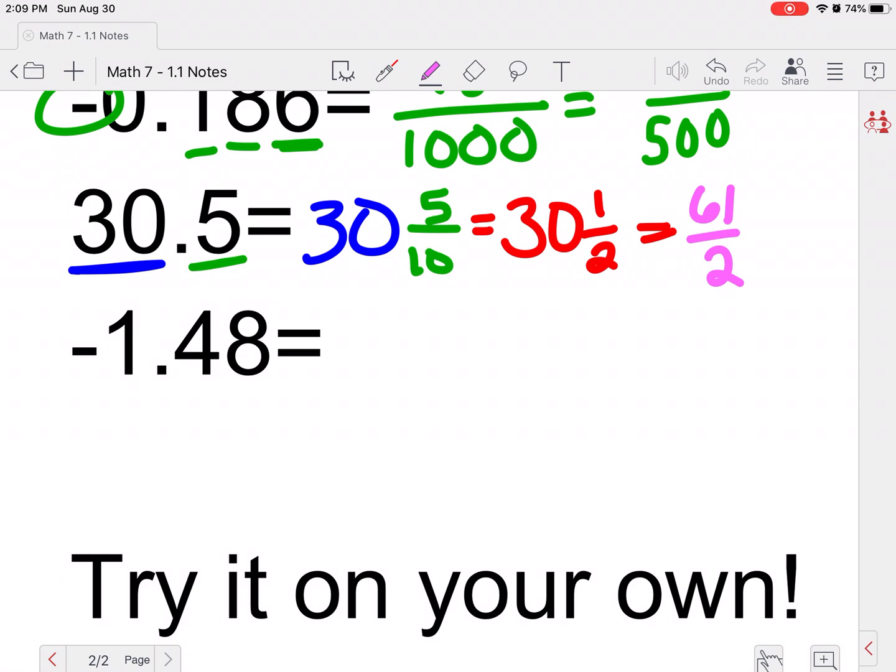Let's go ahead and look at this next one. Why don't you go ahead and try it for me as an Edpuzzle question.